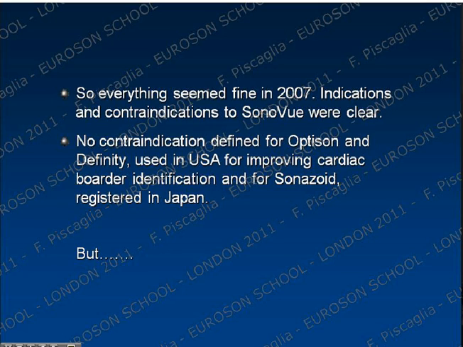So altogether, my talk could be concluded at this point. But 3-4 years ago, in 2007, something happened which raised some new points. No contraindications at that time were defined for Optison and Definity, which were used in the USA for improving cardiac border identification, and Sonazoid, which is registered in Japan.